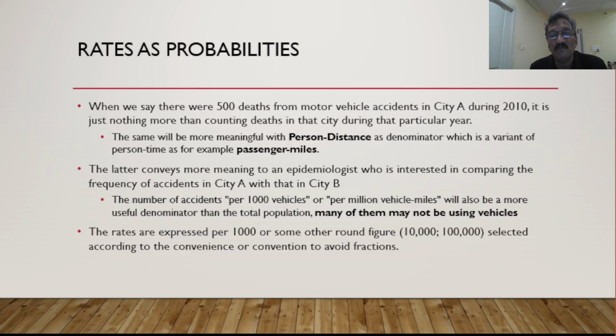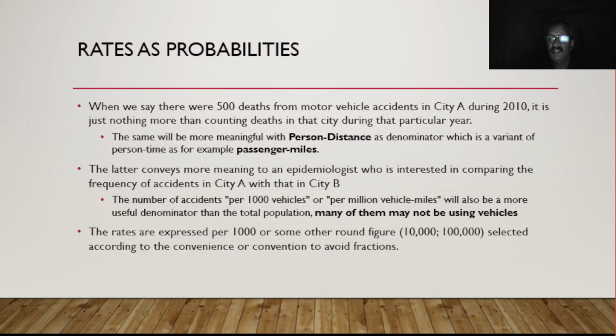Person distance, for example, passenger miles. And then the utility is like, you can calculate the passenger mile incidence of deaths in city A, and you can calculate the same thing with city B, and you can compare between the two things. Crude proportion or a ratio may not be very relevant in this particular situation. So incidence becoming what is known as an incidence density becomes more meaningful in this particular situation.